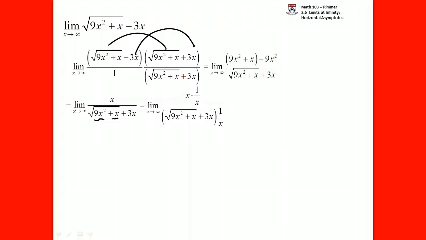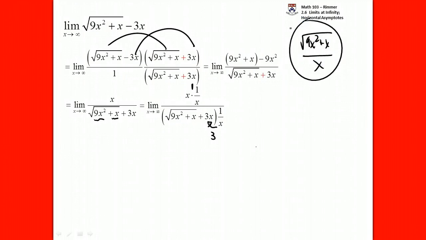So 1 over x. What does that do for us? It changes our numerator to a 1. But what it does to our denominator, we have to do some work. So our denominator, right? Yeah, it's fine. 3x times 1 over x, that's definitely a 3. 1 over x times x, that's definitely a 1. But this is an issue. Root 9x squared plus x all over x. I don't know right away.